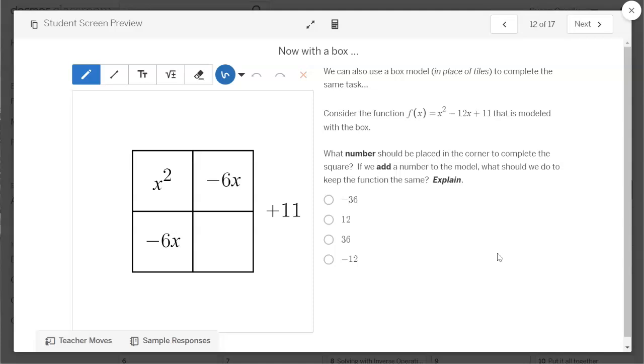So we're going to use both the tiles and the box, and of course we're going to also use the graph. One suggestion I put in pretty much all the teacher moves is to have them be checking as they go using their calculator. They can look for the zeros of the graph, or the vertex of the graph, and that's going to help them make sense of this model as well. So have them looking at that.